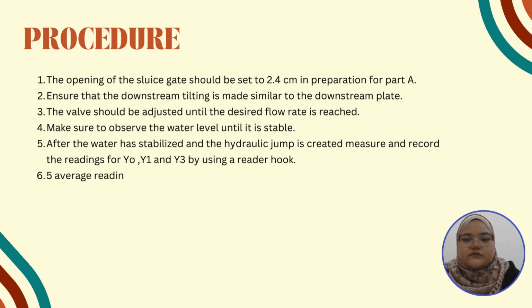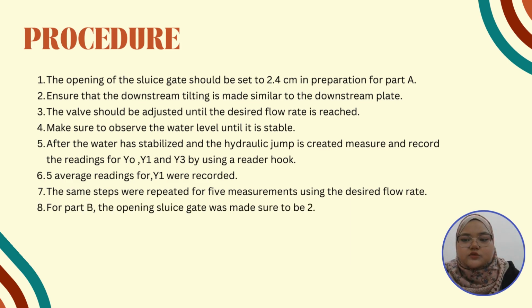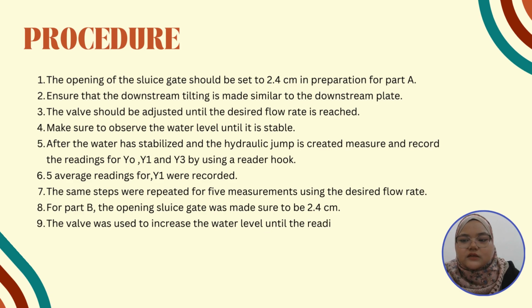Number 6. Five average readings for Y1 were recorded. Number 7. The same steps were repeated for 5 measurements using the desired flow rate. Number 8. For part B, the sluice gate opening was made sure to be 2.4 cm. Number 9. The valve was used to increase the water level until the reading for Y0 reached 20 cm.